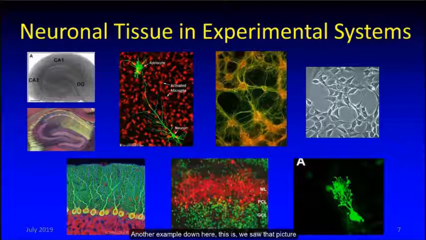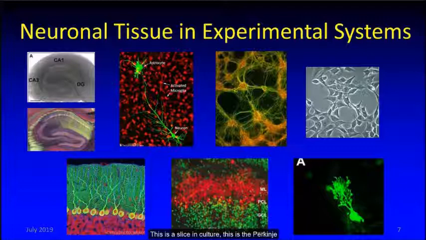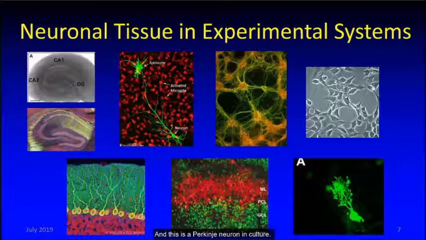Another example down here, you saw that picture before, this is a cross-section of the cerebellum. Purkinje neurons, this is a slice in culture. This is the Purkinje cell layer right here, a little bit less pronounced. And this is a Purkinje neuron in culture. There is something reminiscent, but you start losing information, obviously.